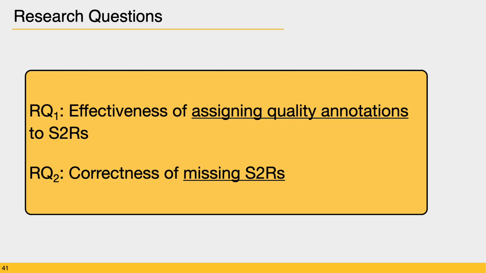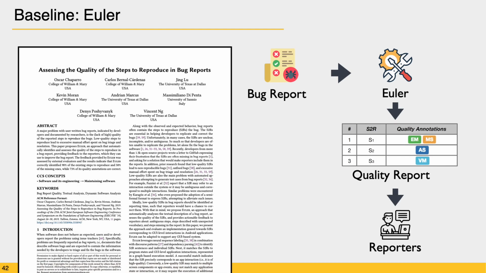So the first one is, what is the effectiveness of assigning quality annotations? Then, how many missing S2Rs were identified correctly? We compared our approach with Euler, as this is the state of the art for assigning quality annotations to S2Rs. These approaches use simple natural language techniques for mapping steps to reproduce to GUI.